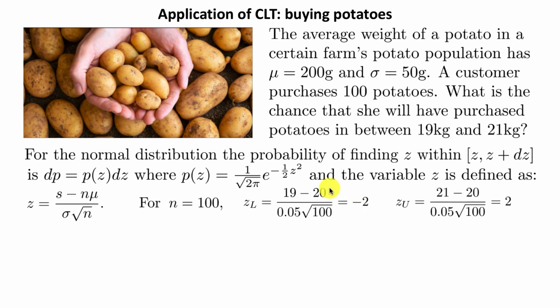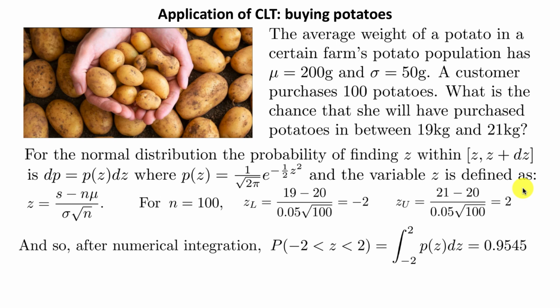Now notice one thing. Over here there is a weight, and here there is a weight also. So there's grams on top and there's grams at the bottom, and of course n does not have any dimensions. Anyway, that's minus 2. Let's look at the upper limit. So that is 21 kilograms. 21 minus 20 over 0.05 square root of 100 is 2. Okay, so what is the probability of finding z between minus 2 and plus 2?